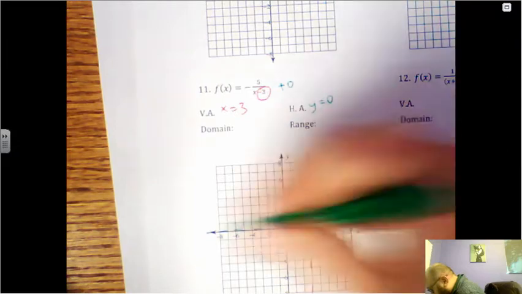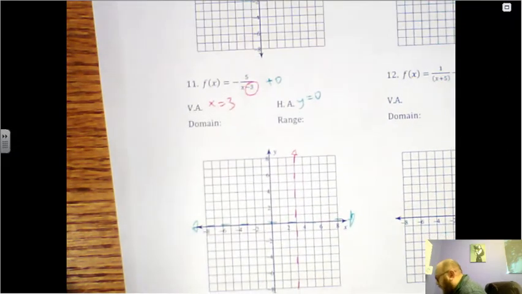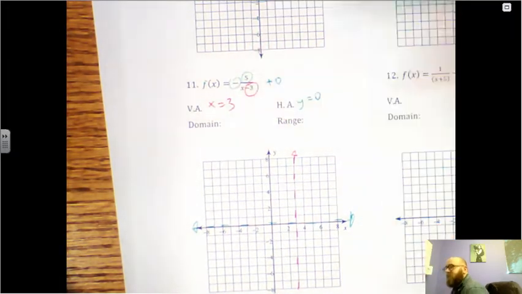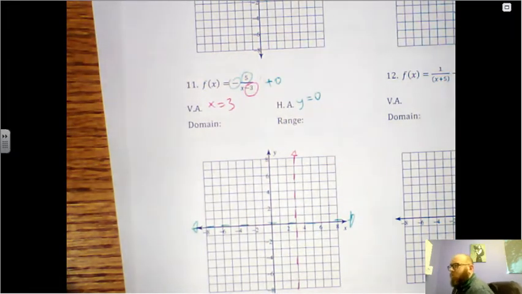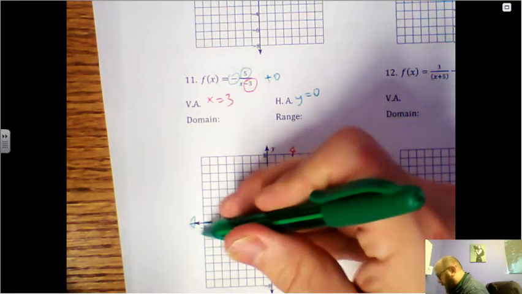Just like so, in the green. Okay, so I have the basic shape. Now I have a 5 as my stretch, but also a negative. So before I start plugging in points for something like this, I know it's going to be the opposite of what I expect. So normally I expect it to move like so.